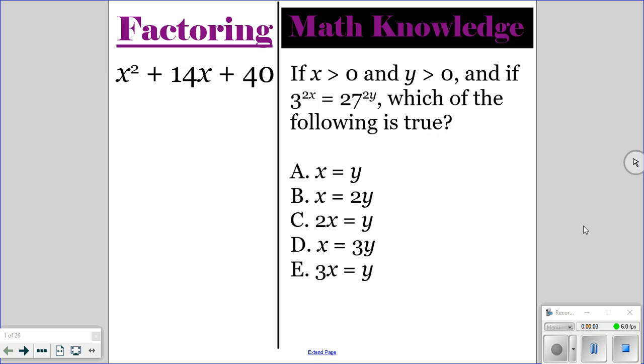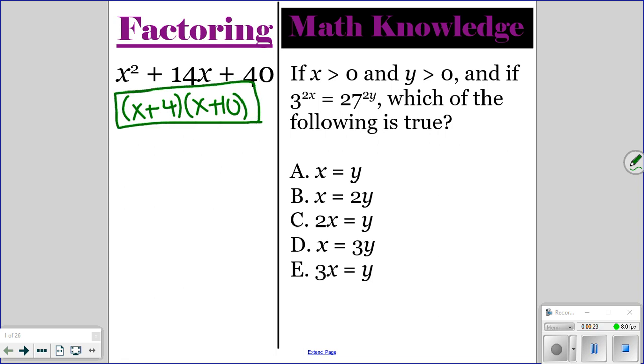Alright, so y'all go ahead and do the factoring and the math knowledge question for today. Pause the video, and then once everyone is finished, you can unpause the video and I'll go over the correct answers. So for the factoring, you should have x plus 4 times x plus 10 for your answer.